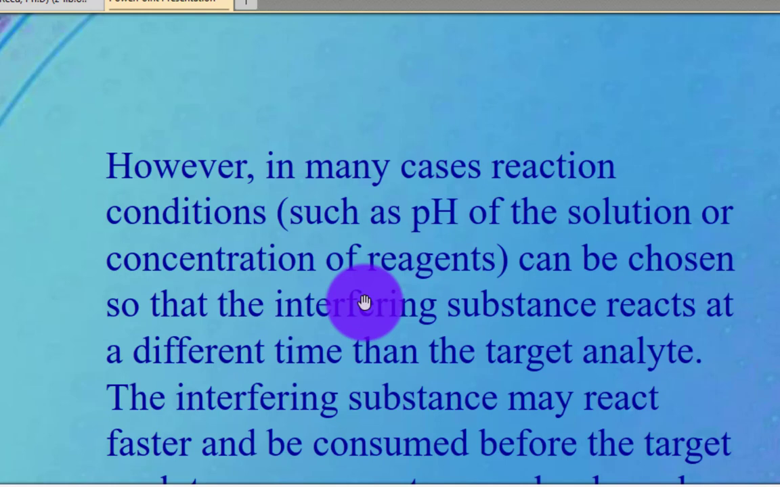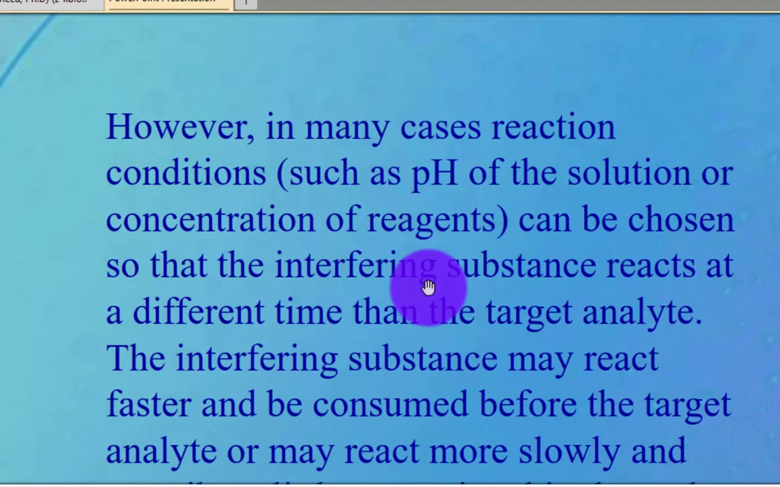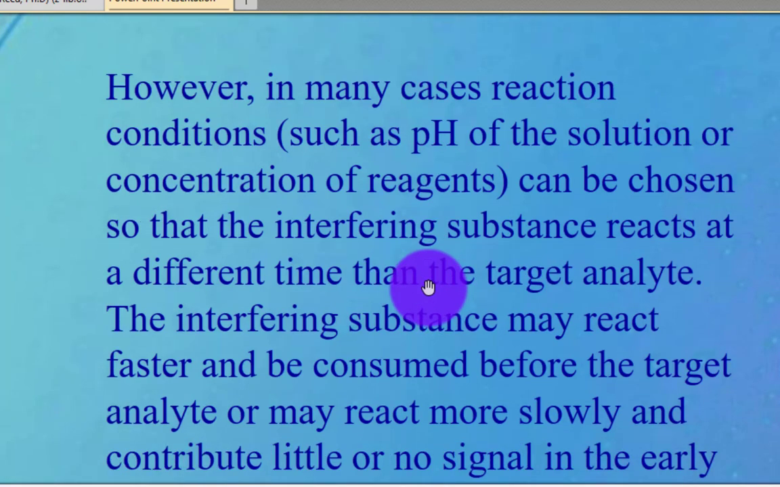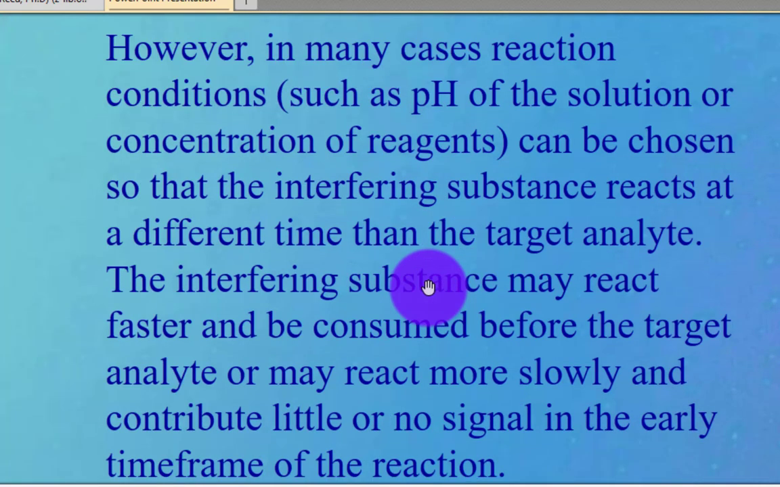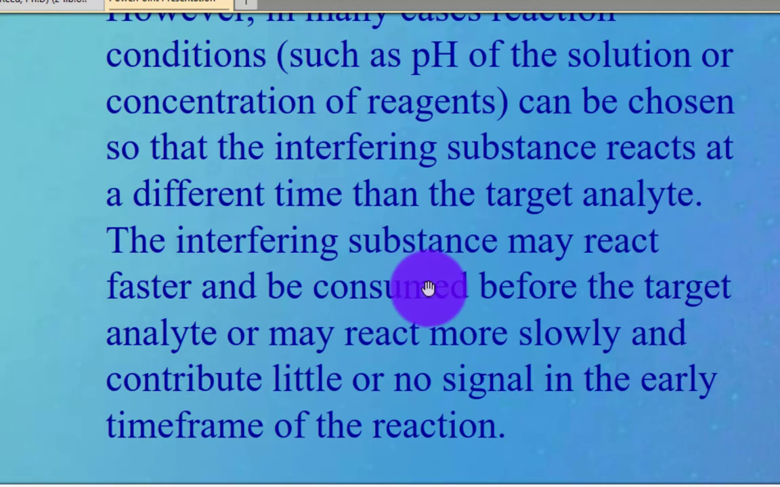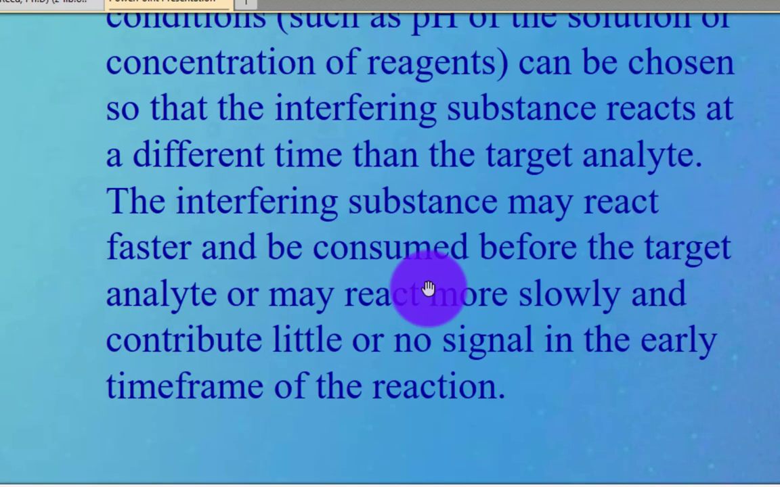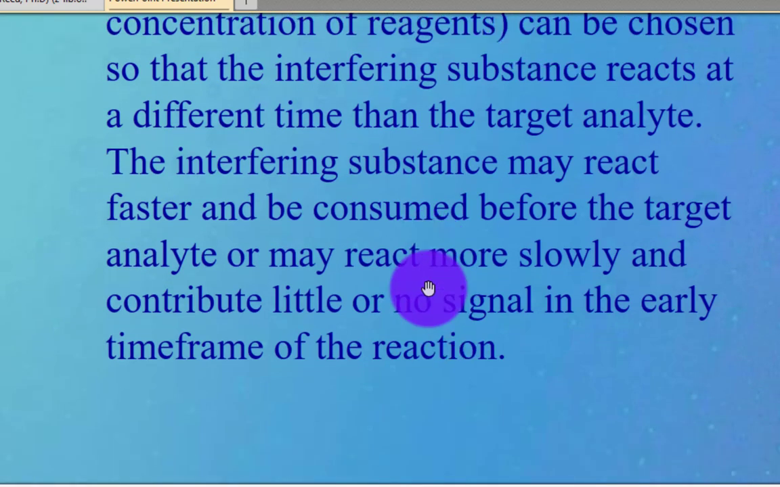However, in many cases, reaction conditions such as pH of the solution or concentration of reagent can be chosen so that the interfering substance reacts at a different time than the target analyte. The interfering substance may react faster and be consumed before the target analyte, or may react more slowly and contribute little or no signal in the early time frame of the reaction.